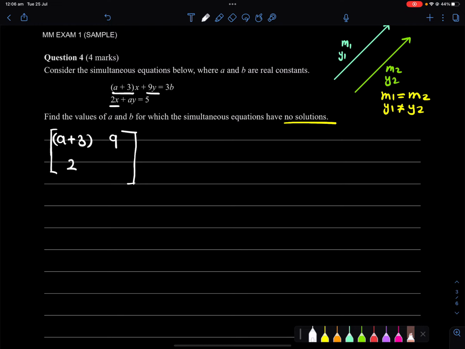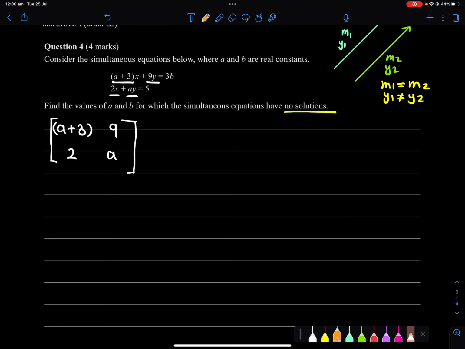There's a 2 here, so I'm going to put it down here. And there's an a here. I'm going to put that a here. So for matrices, we're going to use a determinant to actually calculate those values. So the first step is to multiply these two together. So that will be a plus 3. And we're going to put a minus here. Don't forget that minus. And now we multiply these together, which is 9 times 2, which is 18. So 18 equals 0. Now we solve for a.